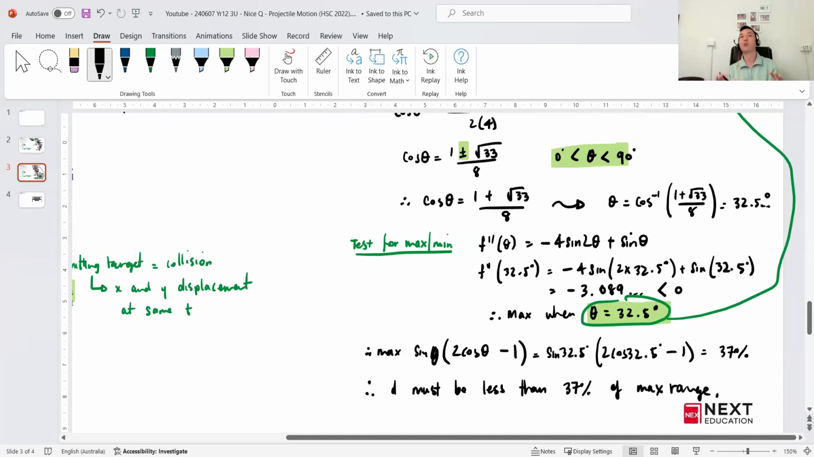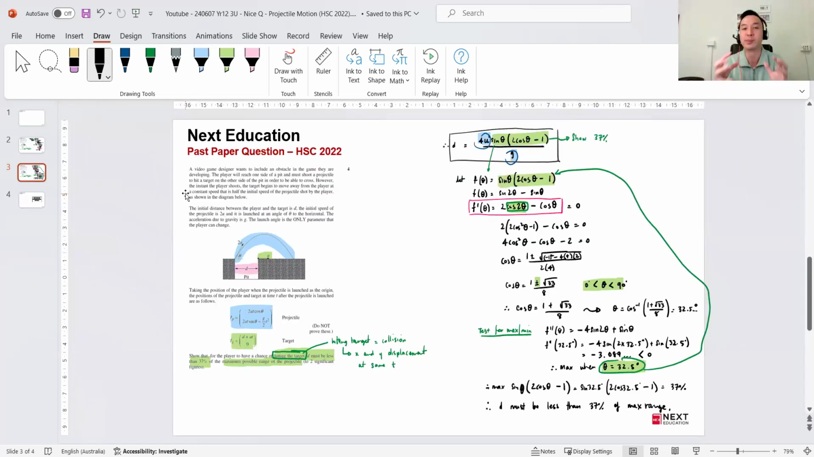What a question. I love it. Guys, this question was so cool because it started with no numbers, well, really, no real numbers, and ended up with 37% of max range. HSC, you've done it again.